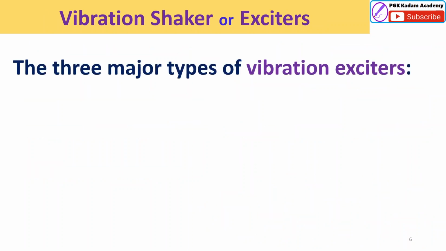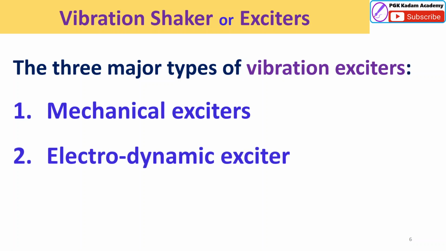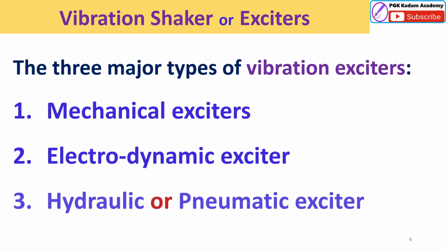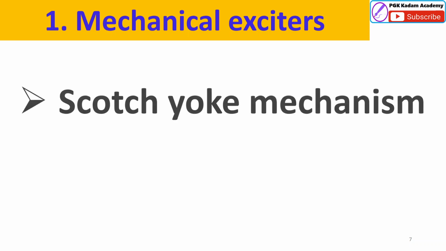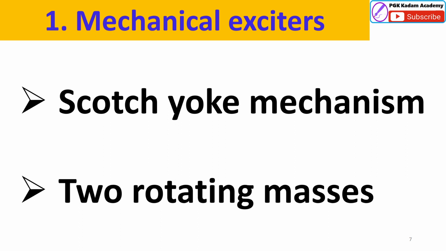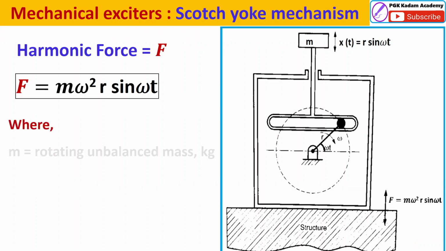Dear friend, there are three major types of vibration exciters. First are the mechanical exciters, then electrodynamic exciters, and hydraulic or pneumatic exciters are also available in the market. When we study mechanical exciters, there are two types: the Scotch-Yoke mechanism and the two rotating masses. They are again divided depending on their mechanisms.